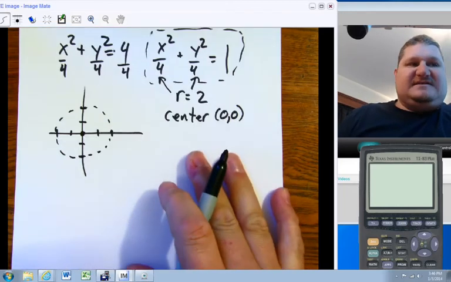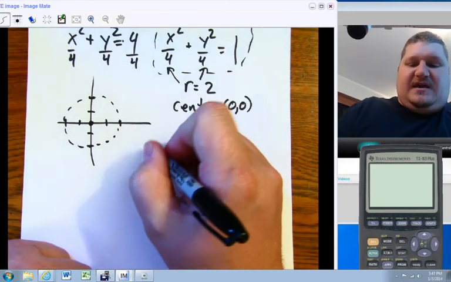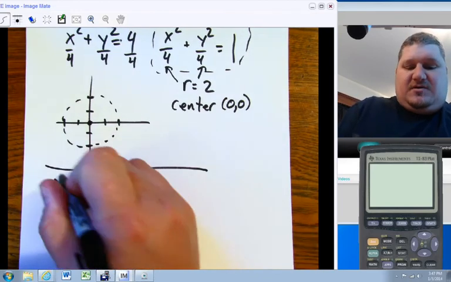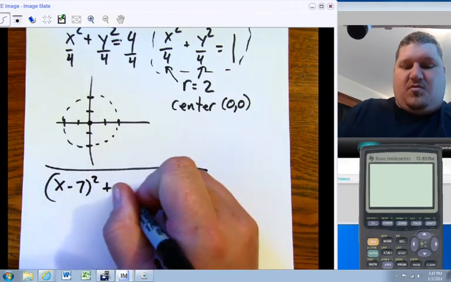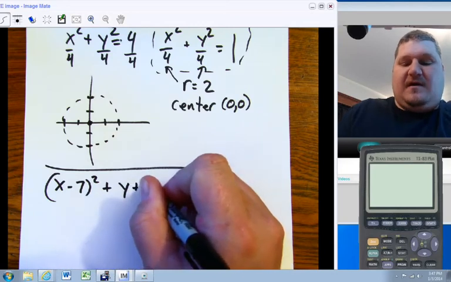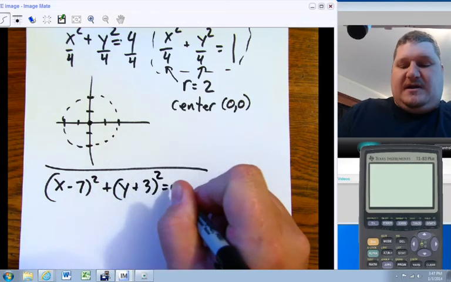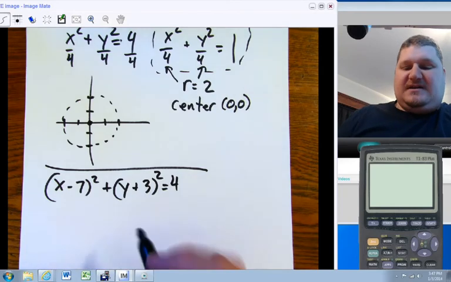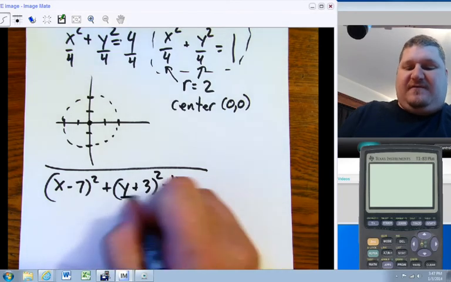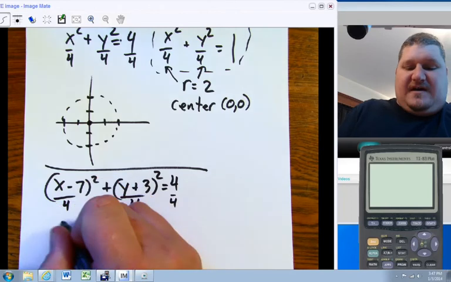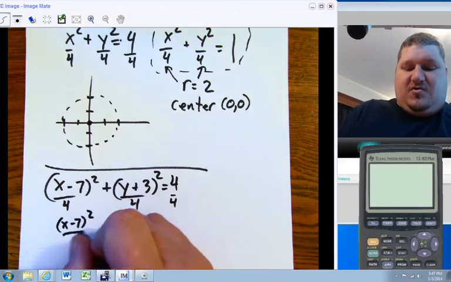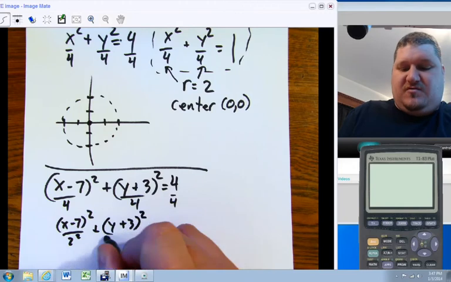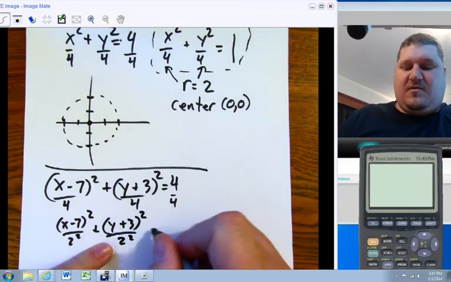Now, let's step it up just a little bit. If I have x minus 7 squared plus y plus 3 squared equals, let's go 4 again. That means I'm going to need to put it in standard form, divide everything by 4. So I have x minus 7 squared over 2 squared plus y plus 3 squared over 2 squared, because 2 squared is 4, equals 1.